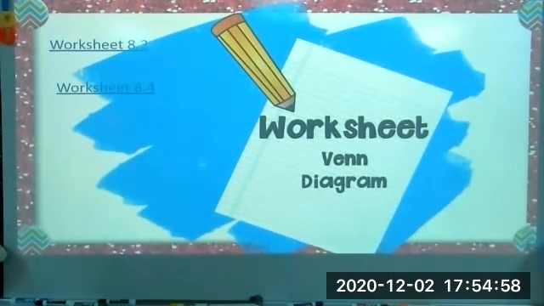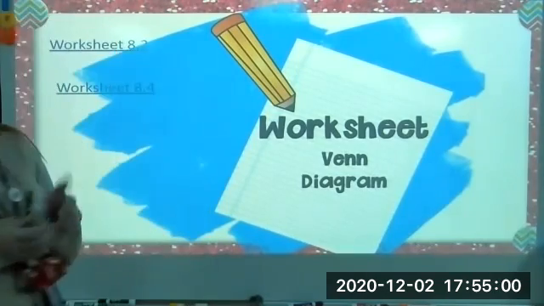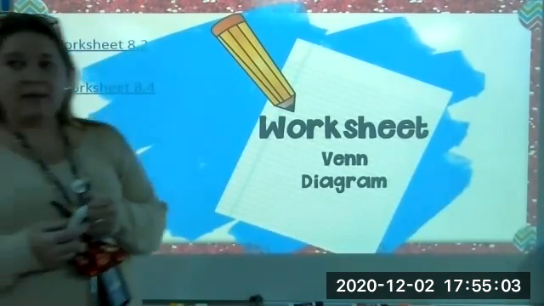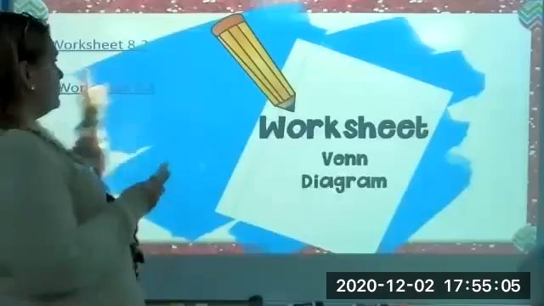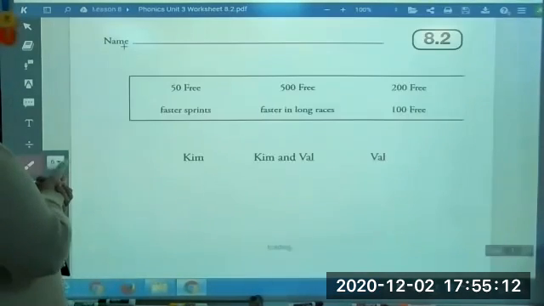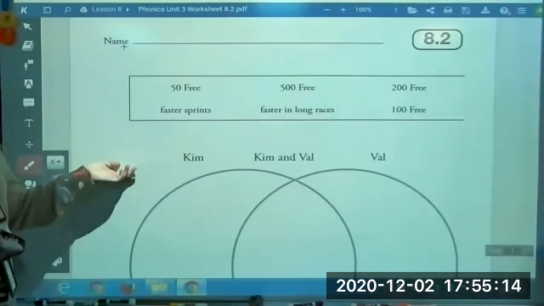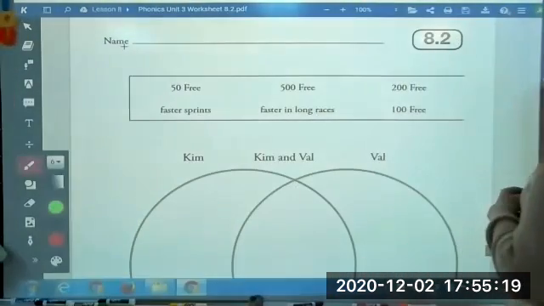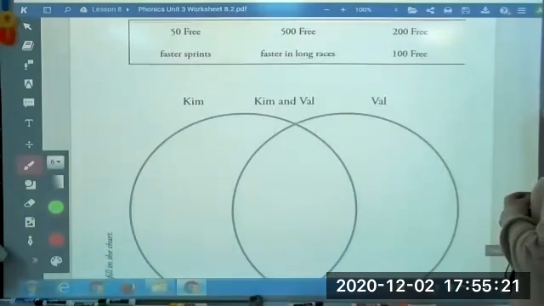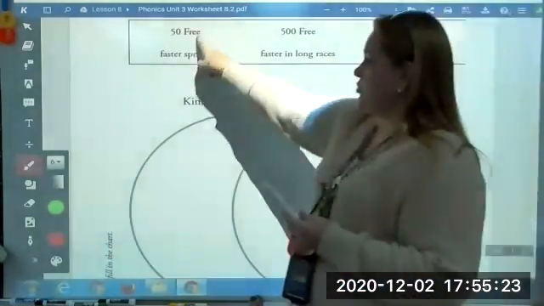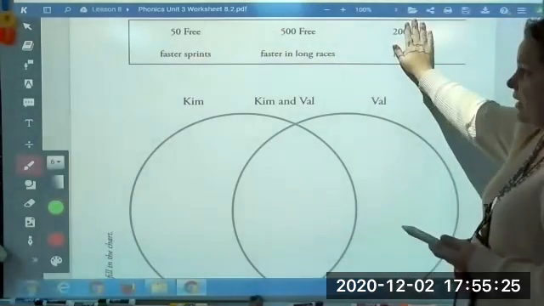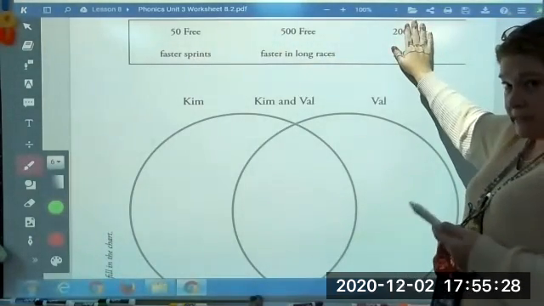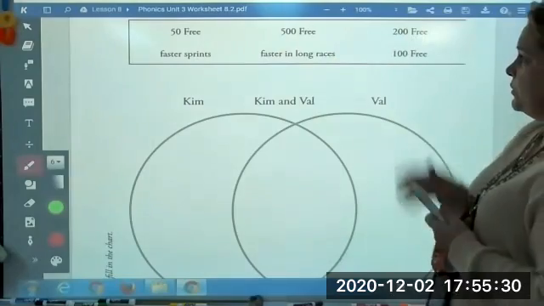Okay, so you have worksheet 8.1 that I showed you already. You've got 2 more to do. You've got 8.2. This one is pretty simple. This is a Venn diagram. I know you guys have probably done these before. You're going to need to take this information in the box and make sure you reread the story today before you do this.